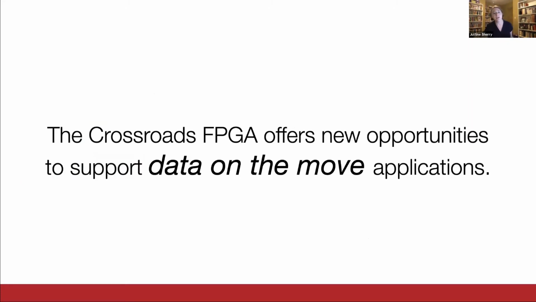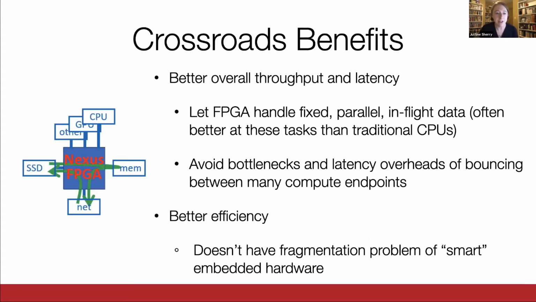So this is where the Crossroads FPGA comes in. It offers new opportunities to support data on the move applications. And what we envision is that there's one large, highly provisioned Crossroads FPGA, you'll see it called Nexus here for legacy reasons, that sits at the heart of data movement throughout the server. And any data that's coming in off of the network, or coming between CPU and disk, or coming between CPU and GPU, can fly through this FPGA and receive processing.